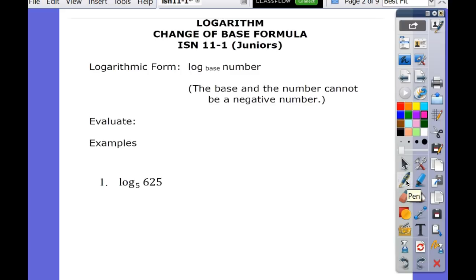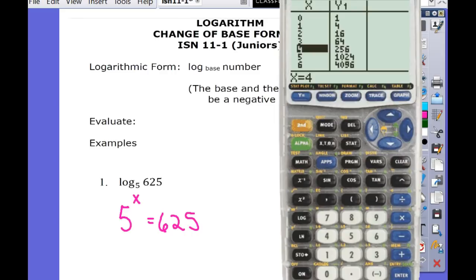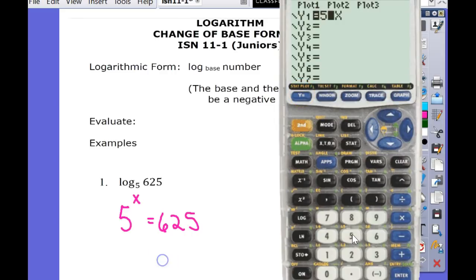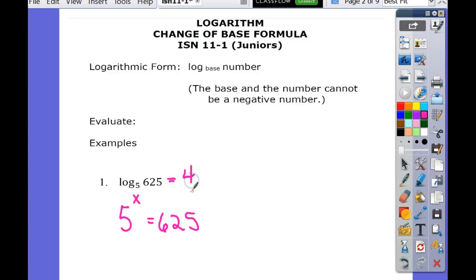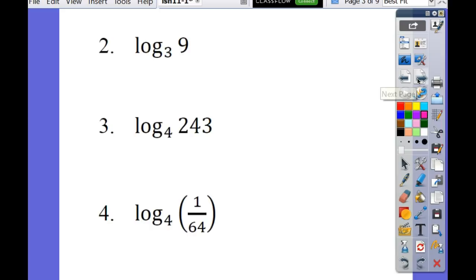We have done this evaluation kind of problem before. 5 raised to some power is 625. What is that power number? I'm going to use my calculator to help me figure that out. 5 is my base number. And so then I'm going to look at the second graph. Here is 625. There is the power number. This is equal to 4 because 5 raised to the 4th power is 625.